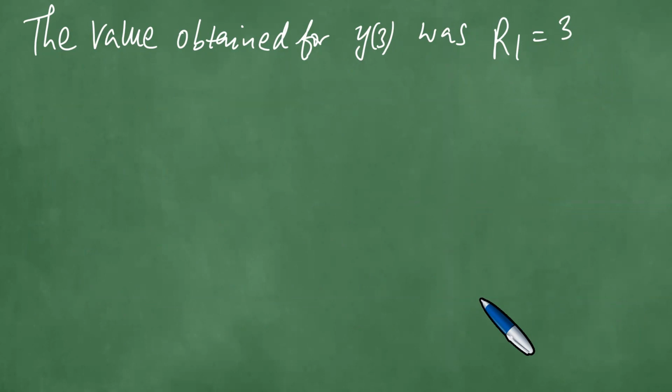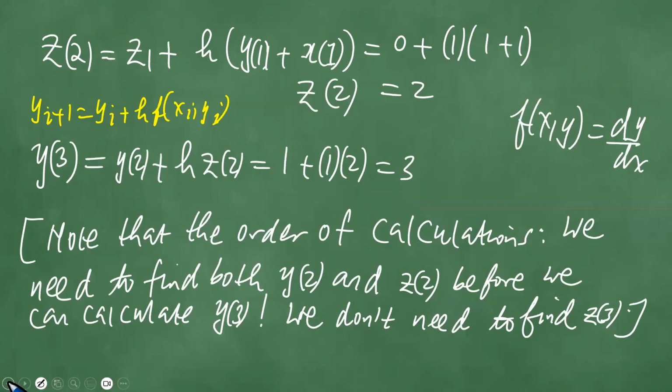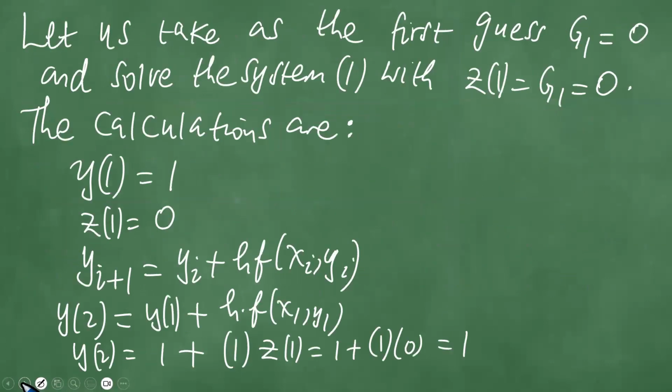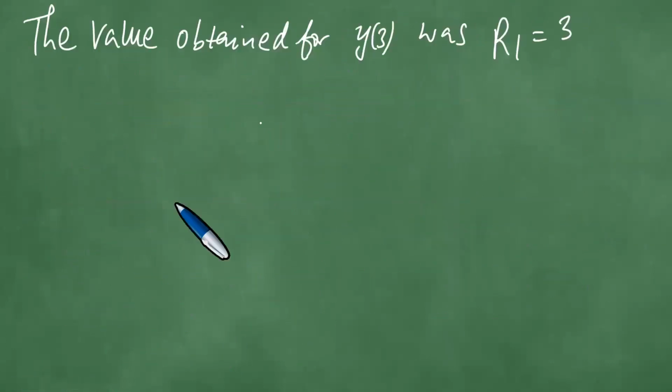Why are we calling it like this? We're calling it R because it was a miss, because we did not get the answer we expect. According to this, y3 must be 2, but we got a 3. So it's a miss. We are shooting; they call it the shooting method. So we missed with the initial guess we made, guess 1 equals 0.